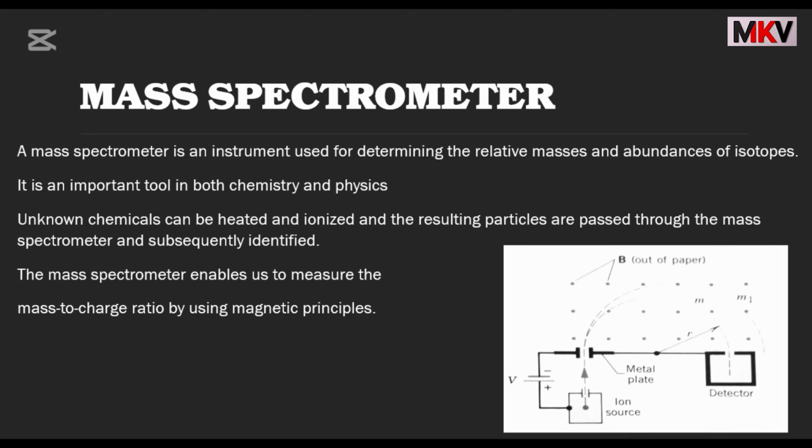So this is an outline of the mass spectrometer. This is where the ion source is, where the chemical particle is placed and ionized. It is heated and ionized and moved into the magnetic field, and therefore detected by the detector to know the type of particle we are dealing with.